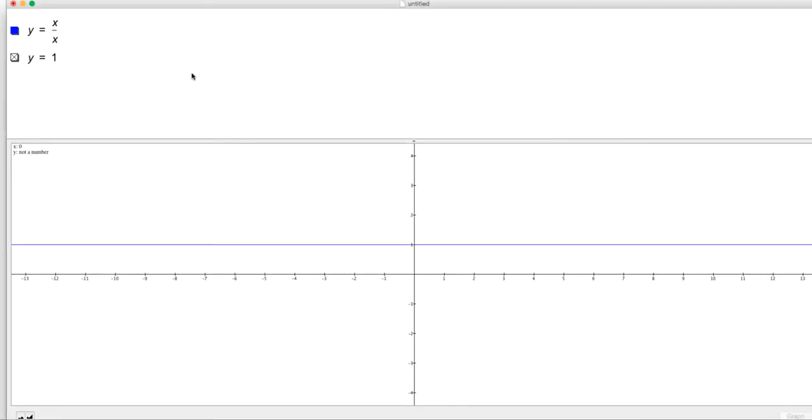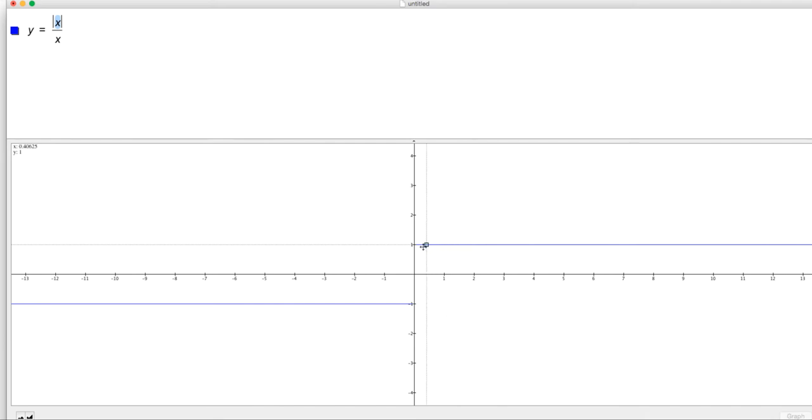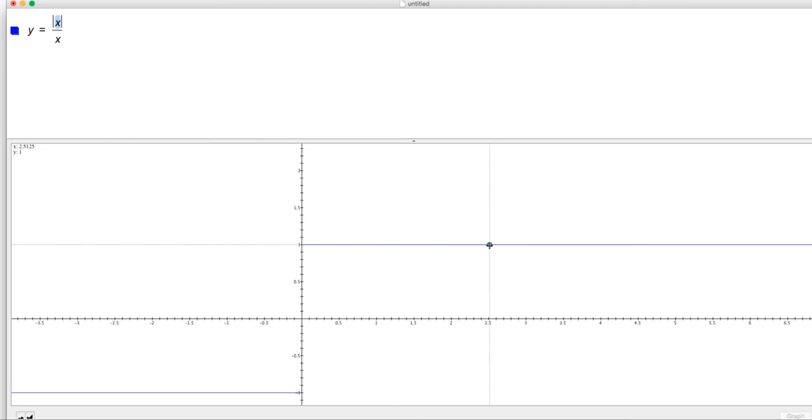Here we will take a look at the graph of y equals absolute x over x. And we can see that when x is 0, y is not a number. But from looking at the graph, as x approaches 0 from the right, y does approach a height of 1.